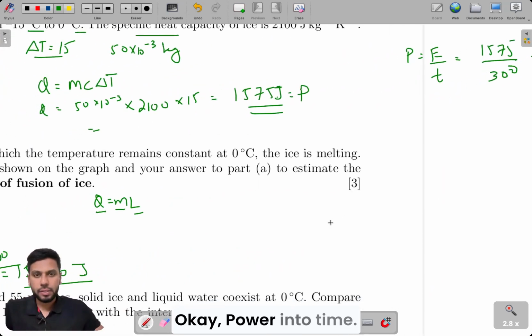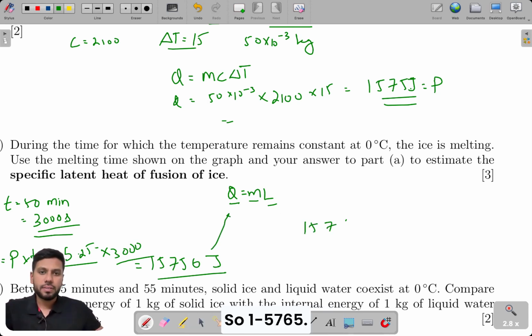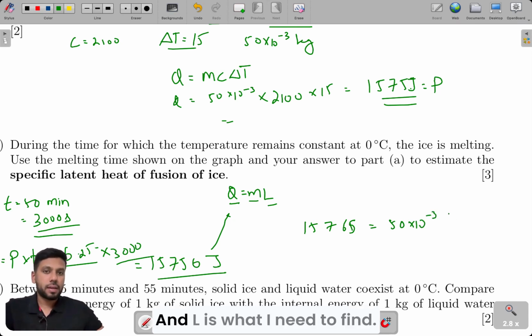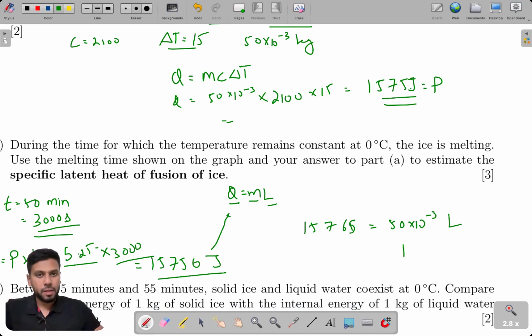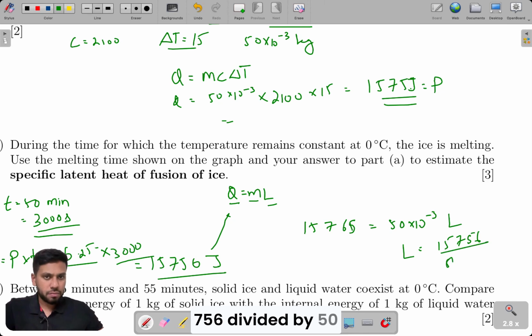This is my power and this is my time. Power into time is the energy. So I can substitute that energy here: 15750 equal to mass, which is already given to me, 50 into 10 power minus 3, and L is what I need to find. So L is equal to 15750 divided by 50 into 10 power minus 3.